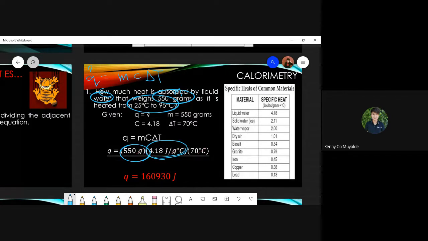Next, the change in temperature. In order for you to compute for the change in temperature, the change in temperature is equal to T final minus T initial. So we have to identify kung alin ang final at kung alin ang initial. Sabi niya from. So ibig sabihin nanggaling sa. Ibig sabihin yun yung initial. Doon nagmula. Tapos nakalagay dito to. Ibig sabihin papunta doon. So yun yung final. So T final minus T initial, that's 95 minus 25, that is equal to 70 degrees Celsius. Next, cancel the units, cancel grams kasi may grams dito. Cancel Celsius, you will be left with joules.